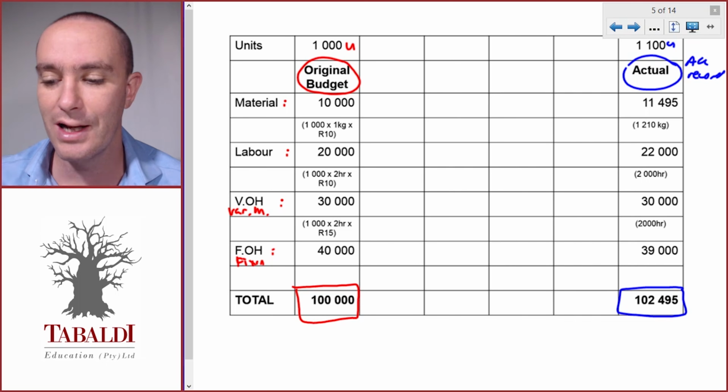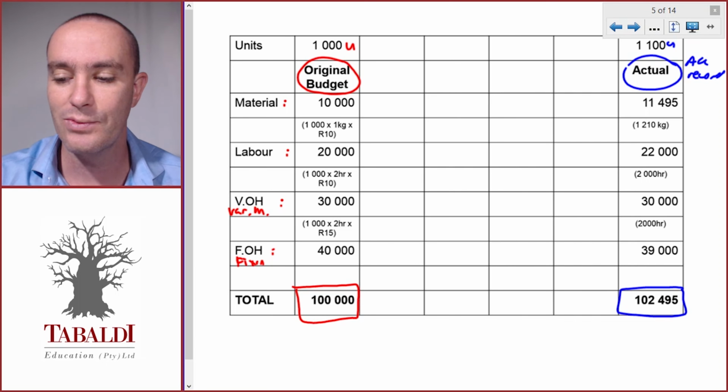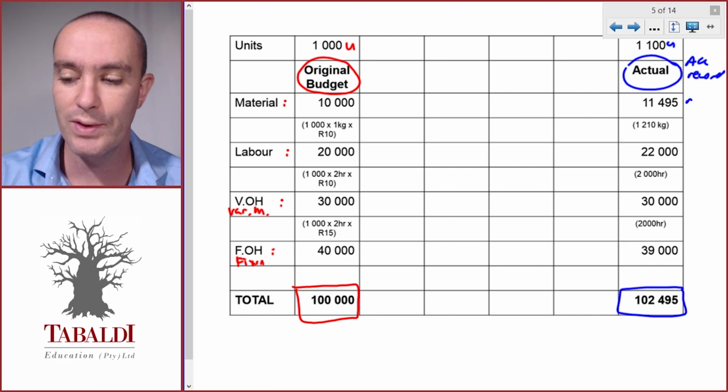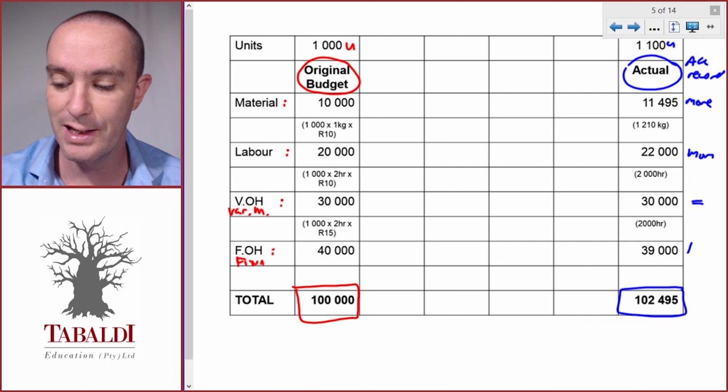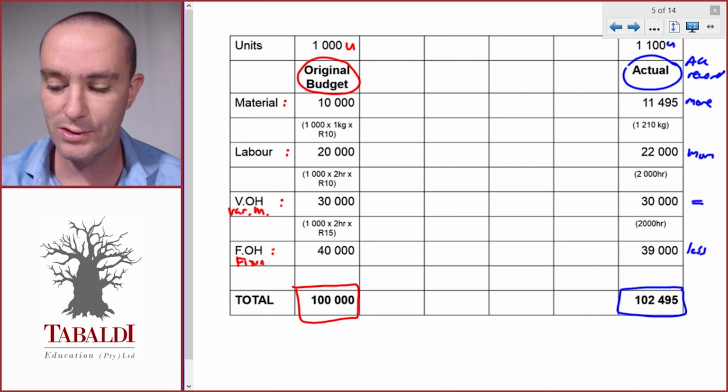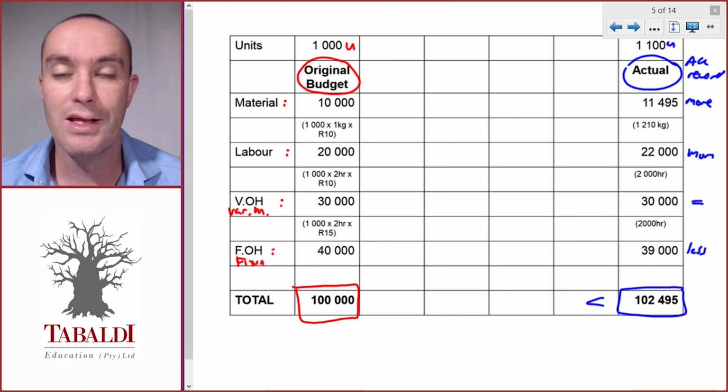And we can go through it line by line. So for material, it looks like we spent more than what we budgeted for. Labor is also more. Variable overheads is the same as what we budgeted for, and fixed overheads is less. But overall, our total cost is more than what we budgeted for. So is this a bad thing? Did we do something wrong?